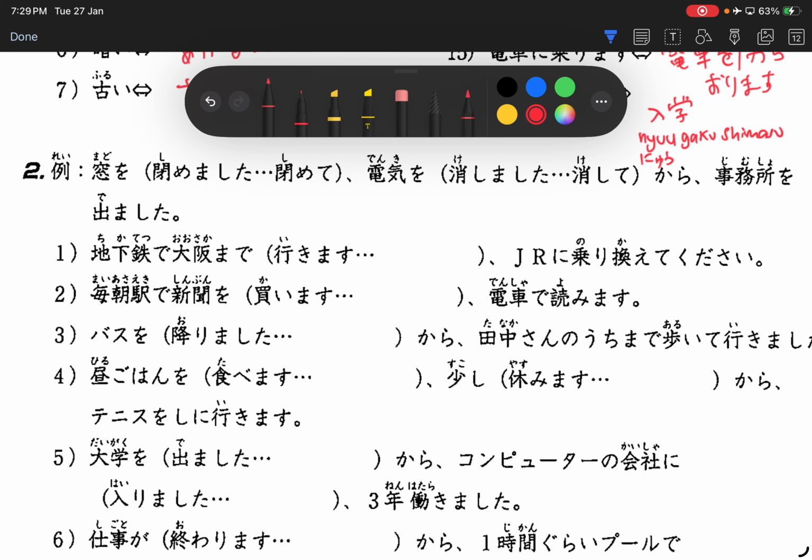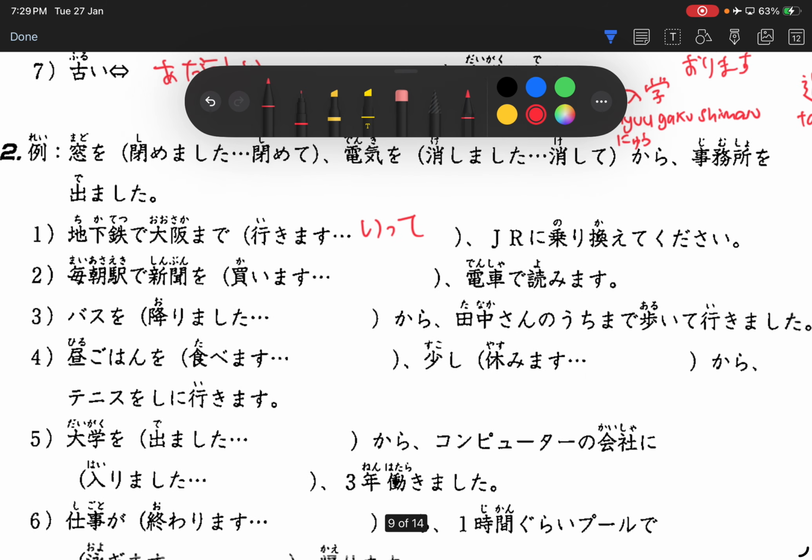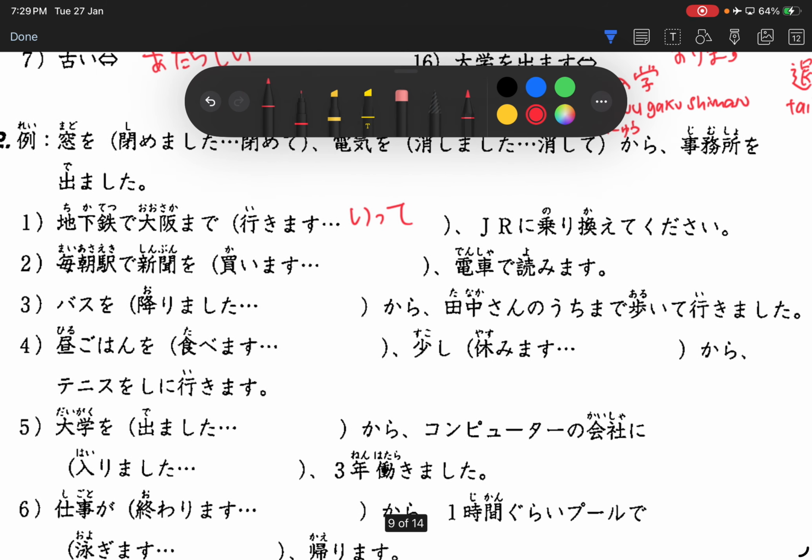Okay number 2 example, 窓を閉めました, right? Change to て-form: 閉めて. 電気を消しました, change to て-form: 消して. 事務所を出ました. Number 1, 地下鉄で大阪まで where do I stop at? 行って, JR に乗り換えてください. Very good.